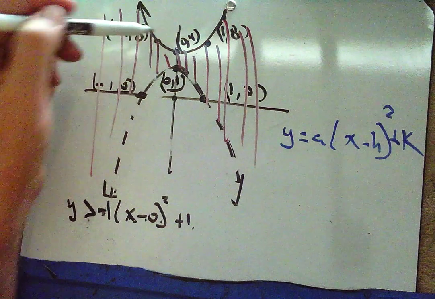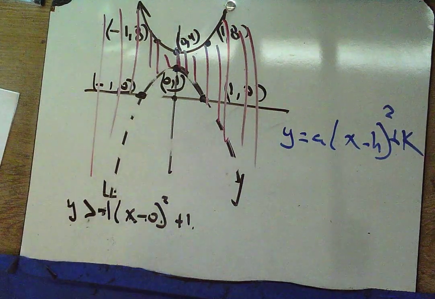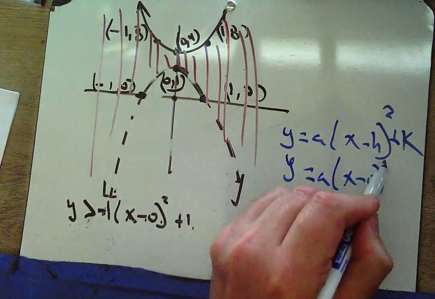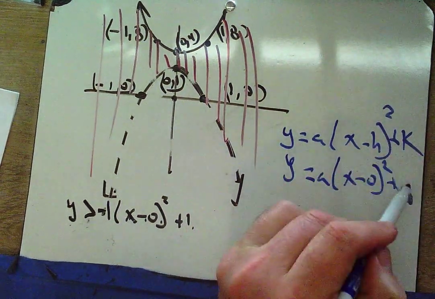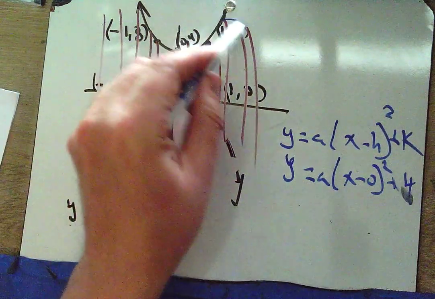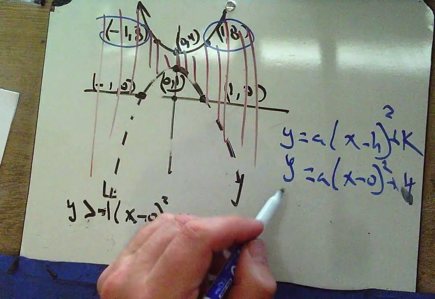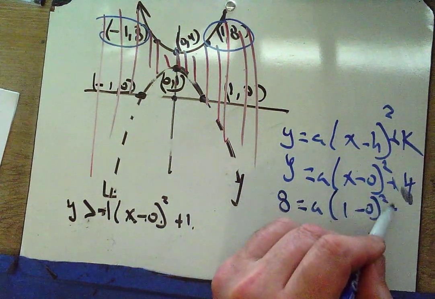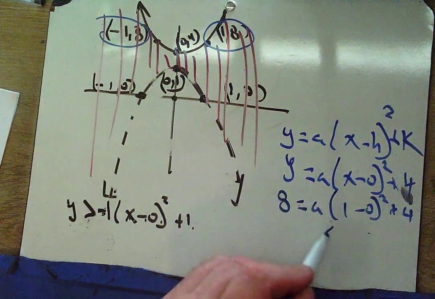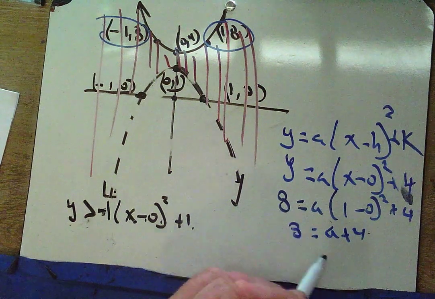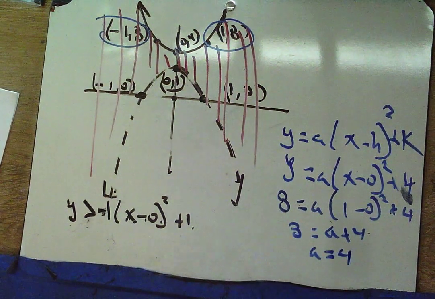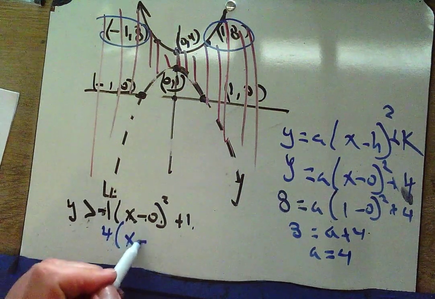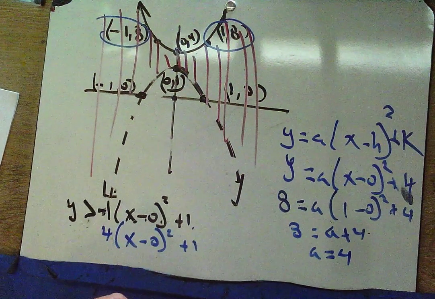Okay? Now what about that parabola? Well, we can start off the same way by saying y equals a(x minus 0) squared plus 4. And then we can plug in one of these other ordered pairs to help us find a. A times 1 minus 0 squared plus 4, so I get a plus 4 equals 8, or a equals 4. So my second parabola is going to be 4(x minus 0) squared plus 4.